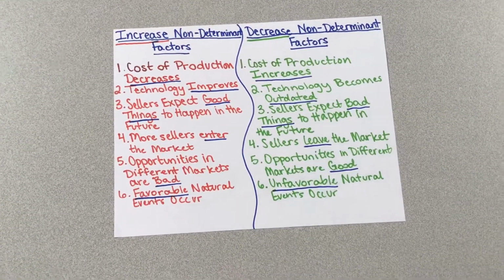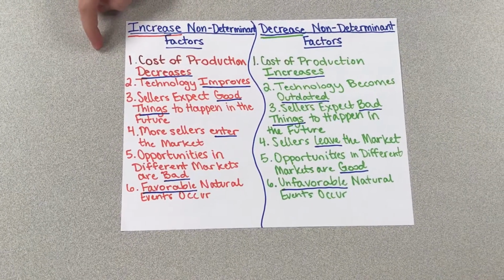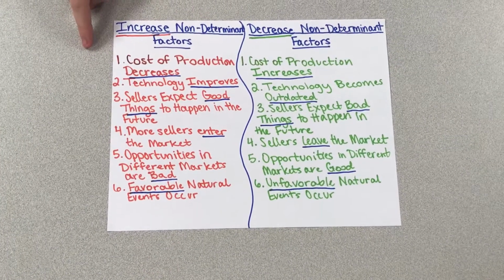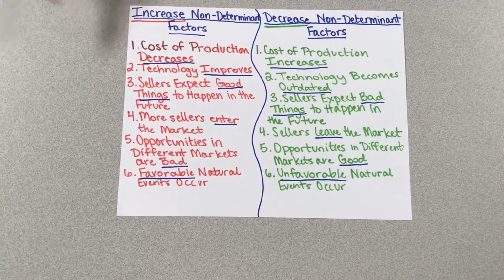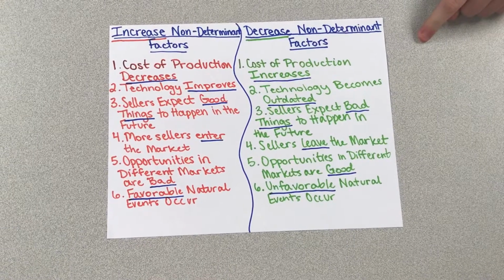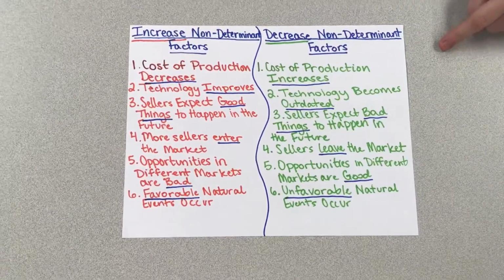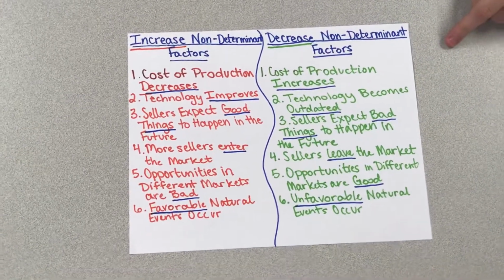The supply curve moves to the right, or increases in supply, when the cost of production decreases, technology improves, sellers expect good things to happen in the future, more sellers enter the market, opportunities in different markets are bad, or favorable natural events occur. The supply curve moves to the left, or decreases in supply, when the cost of production increases, technology becomes outdated, sellers expect bad things in the future, sellers leave the market, opportunities in different markets are good, or unfavorable natural events occur.